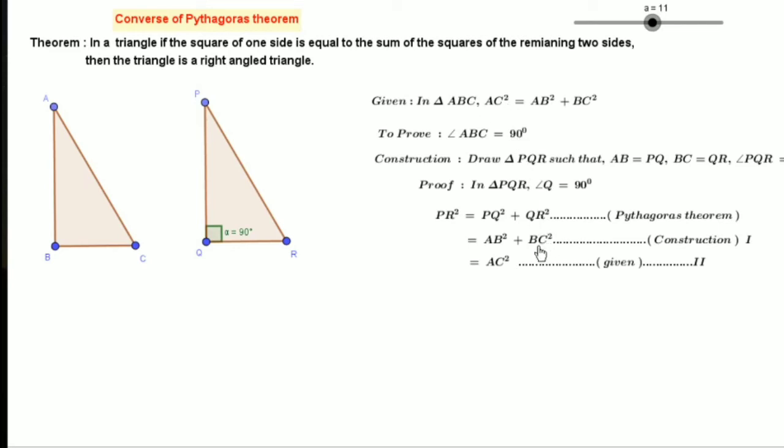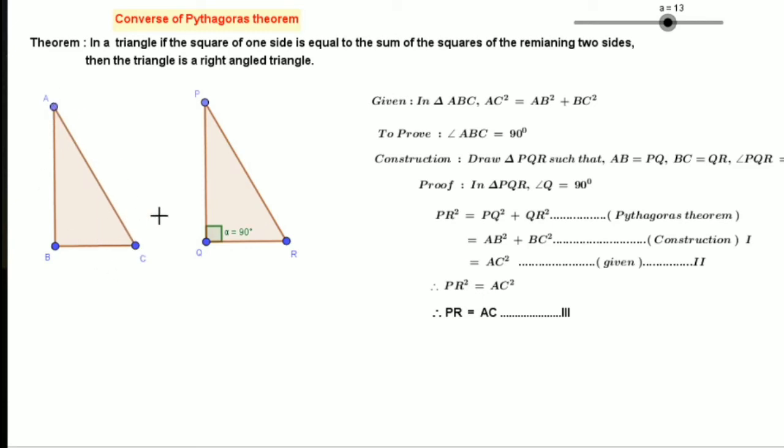So in equation 1, we can substitute AB square plus BC square with AC square, because AB square plus BC square is equal to AC square. So the left hand side is PR square and the right hand side is AC square. Taking square roots of both sides, we get PR is equal to AC. This is equation 3. That is, side PR of triangle PQR is also congruent with side AC of triangle ABC.